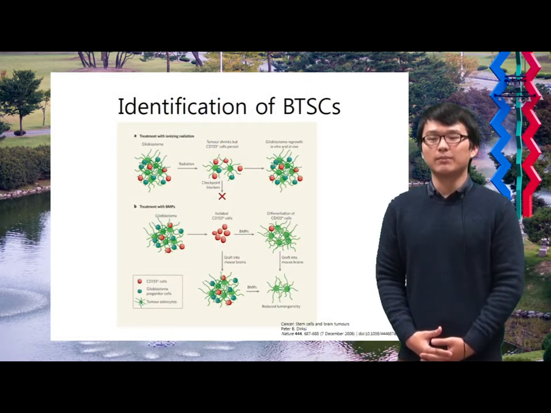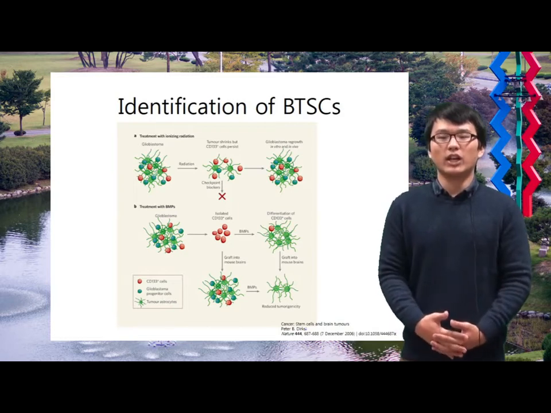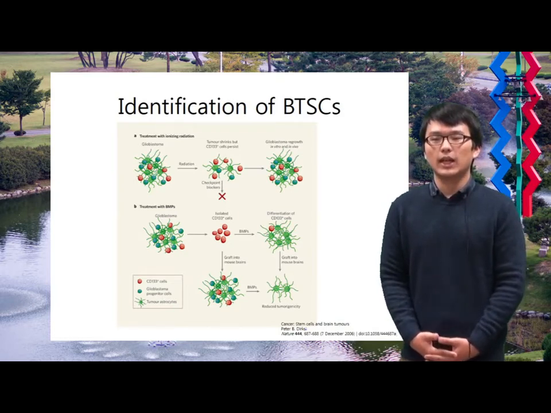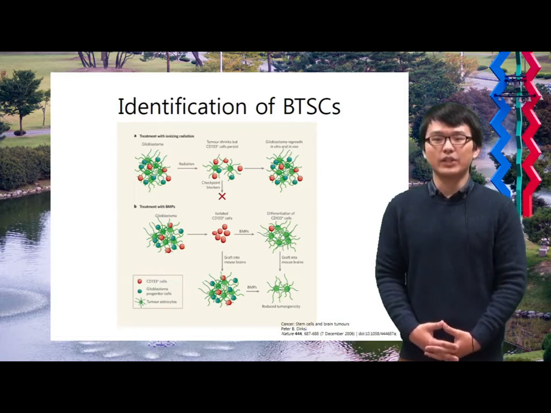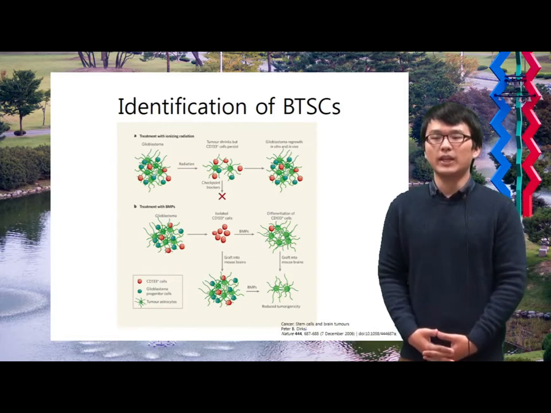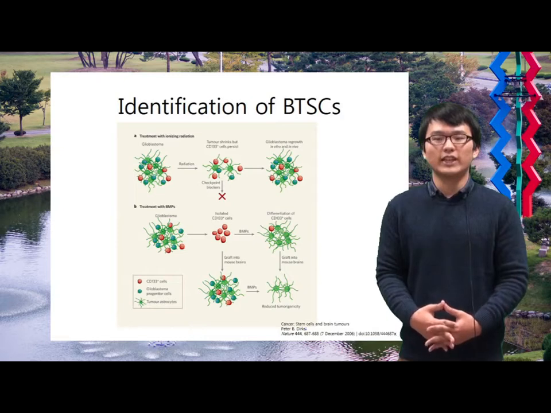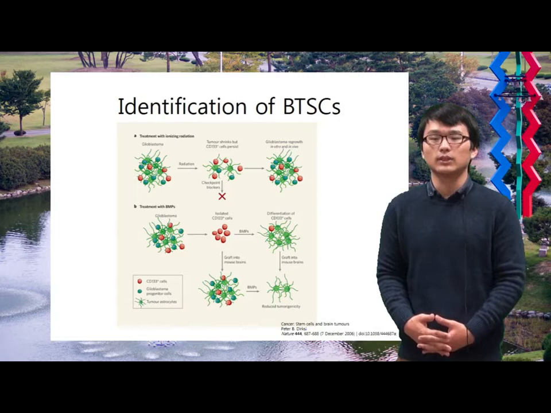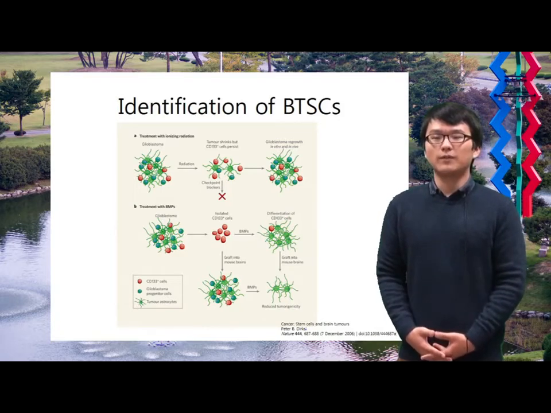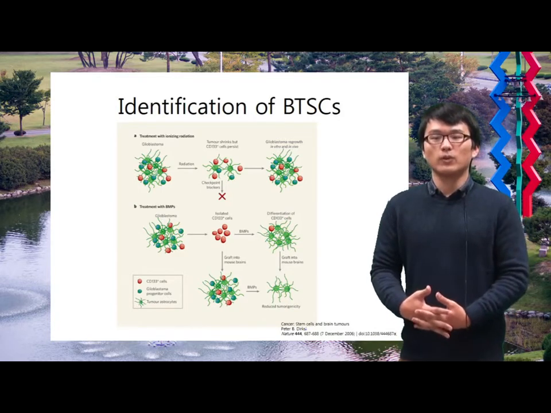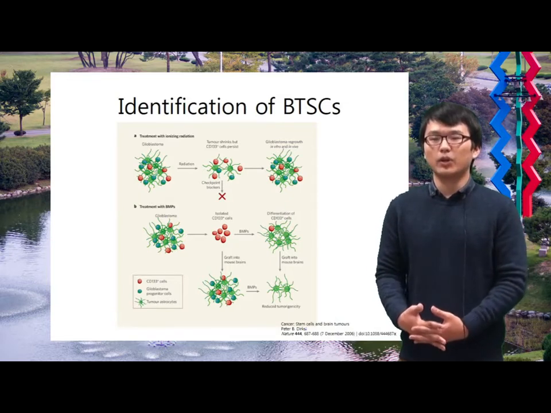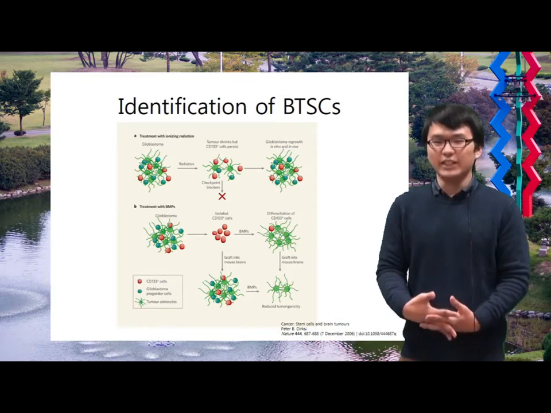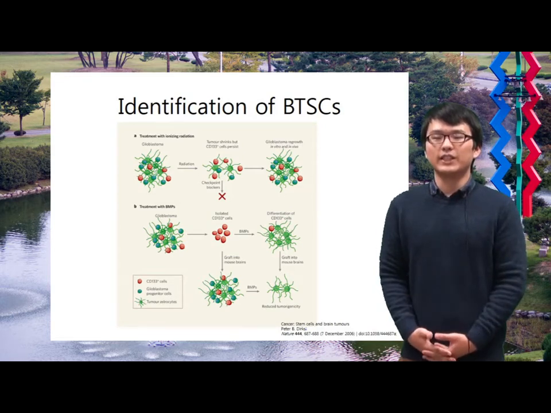Identification of brain tumor stem cells, however, changed the paradigm of brain tumor treatment. As we can see in the picture, conventional radiation therapy has limitations due to the radiation resistance of cancer stem cells, or CD133 positive cells. But pre-treatment with a growth factor like bone morphogenetic proteins induces loss of stemness of CD133 positive cells and makes the following treatment more effective.